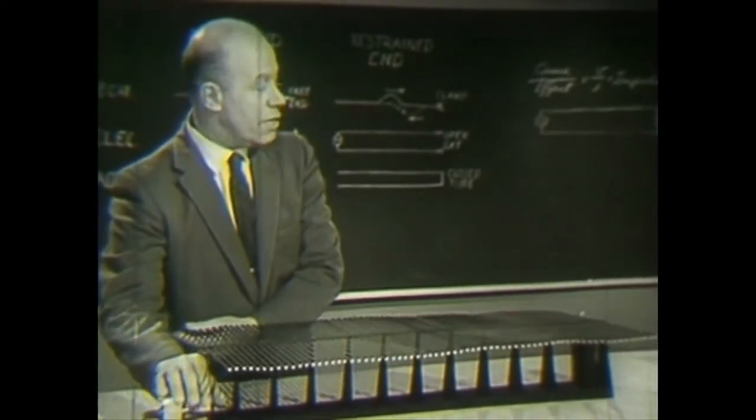Now suppose I spoil this nice matching adjustment by moving the dash pot farther in toward the central wire. The impedance of the load now no longer matches the impedance of the transmission line, and a partial reflection of the wave energy occurs.